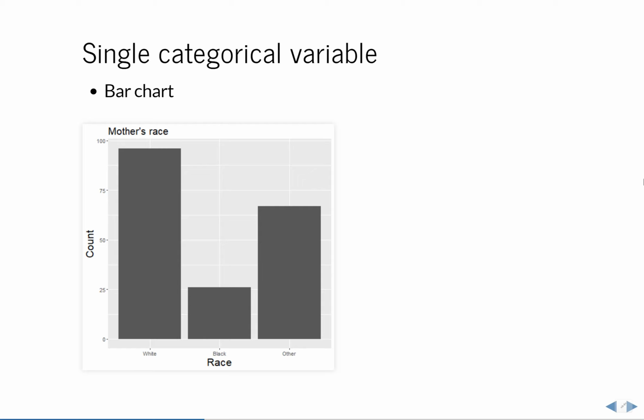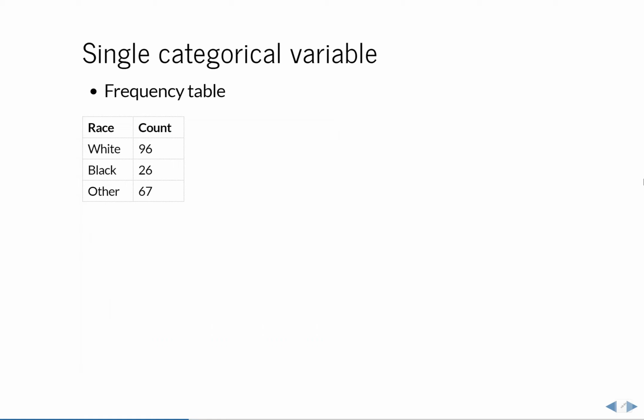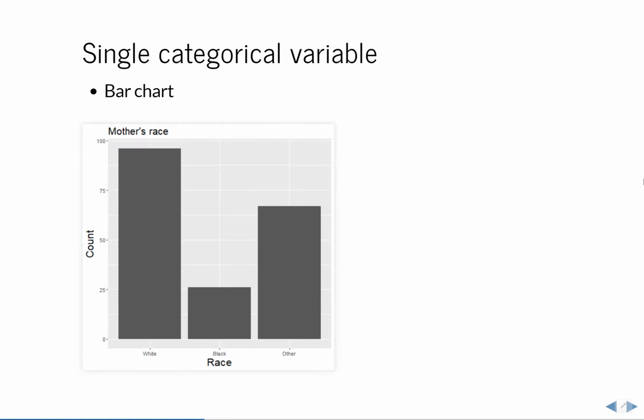a bar chart has a lot going on here. There are the big dark bars, there's backgrounds, there's axes, there's tick marks, there's all sorts of stuff in this picture to really only illustrate three numbers. The three numbers of the frequency table, 96, 26, and 67, are the heights of these bars. The bars give you a nice sort of quick visual impression of the size of these three categories, but it does spill a lot of ink to do so. So that's something to keep in mind.